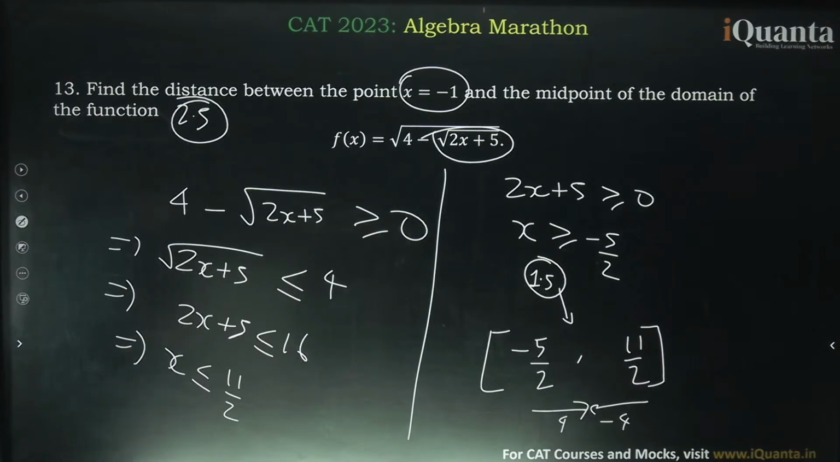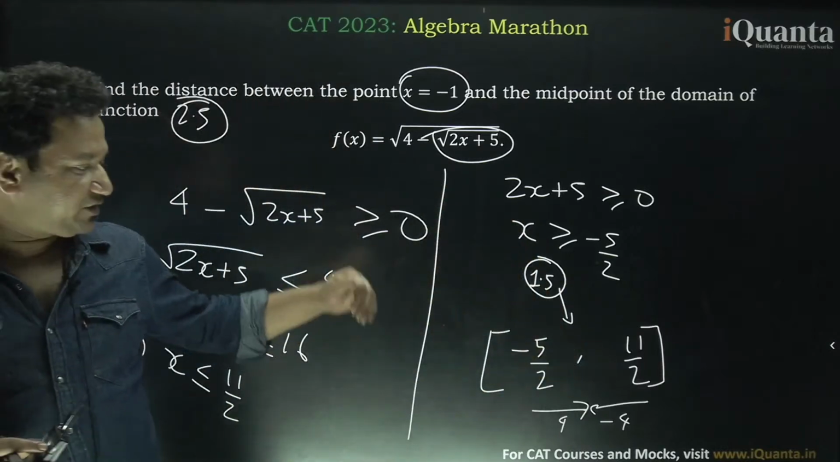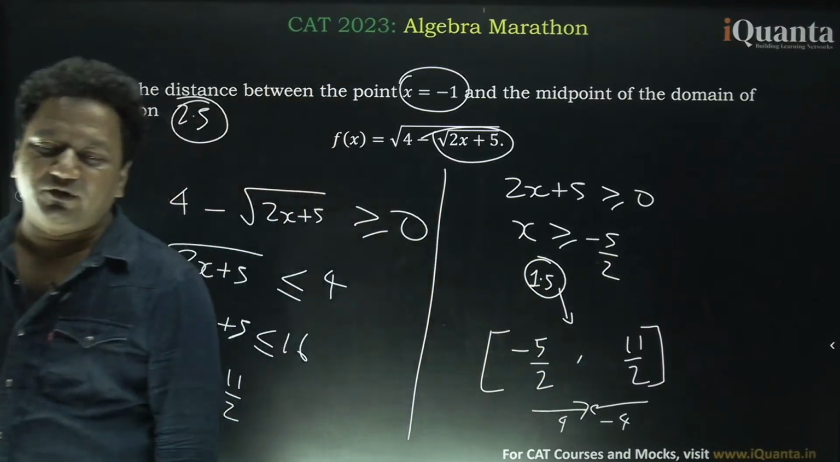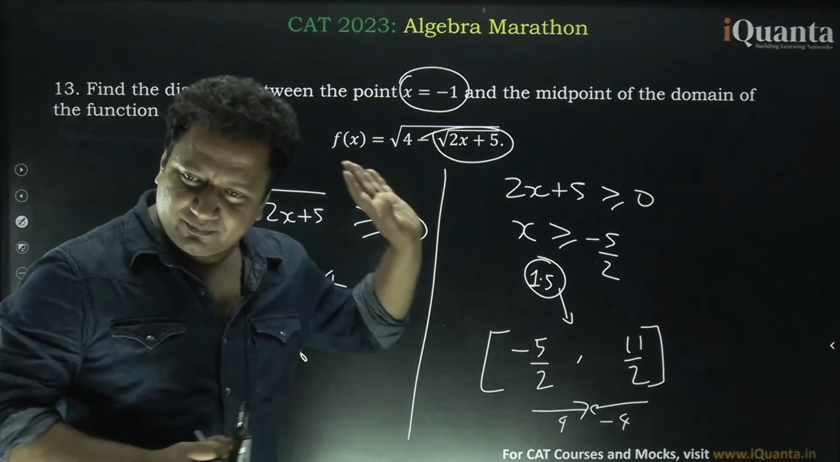No, Preeti, domain doesn't mean range. Range is the value of the function f(x) and domain is the value of x. Midpoint 4 नहीं होगा अभितेश. Midpoint 4 steps आगे होगा minus 5 by 2 से. So minus 5 by 2 plus 4, that is what you have to do, which comes out to be 1.5. The only confusion in this question is that people might take 4 as the midpoint and then get it wrong. That is what they can do.